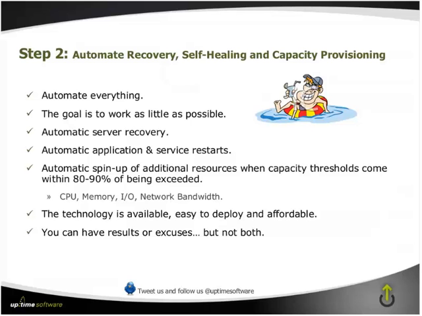Step 2 is being able to automate recovery, self-healing, and capacity provisioning. Ideally we want to automate everything, but the goal at the end of the day is just to work as little as possible. There are going to be some things that you simply can't automate or perhaps politically are too risky to automate. We want to try to take off some of the low-hanging fruit, right?